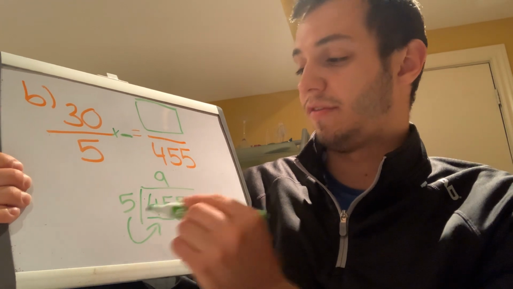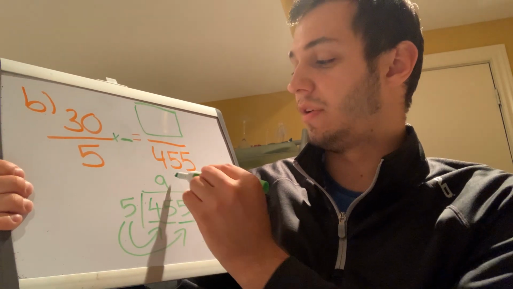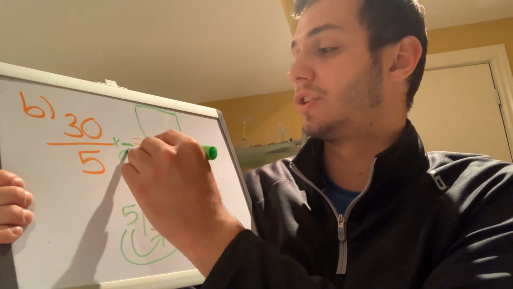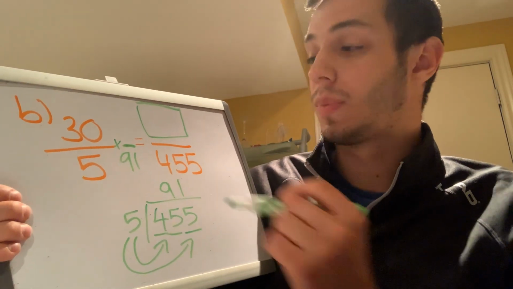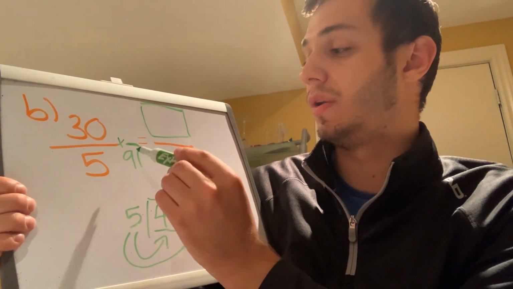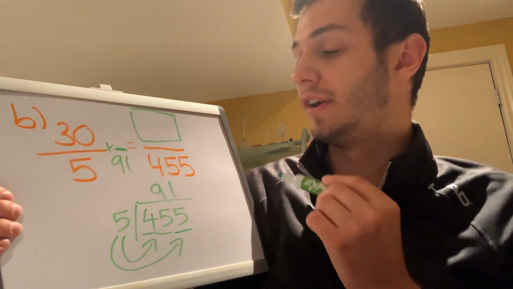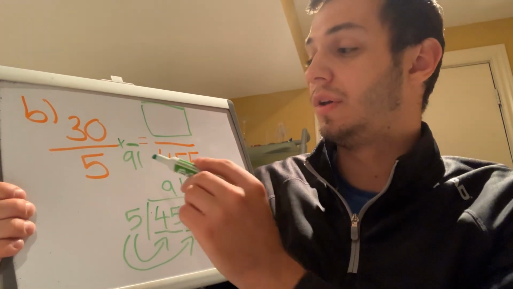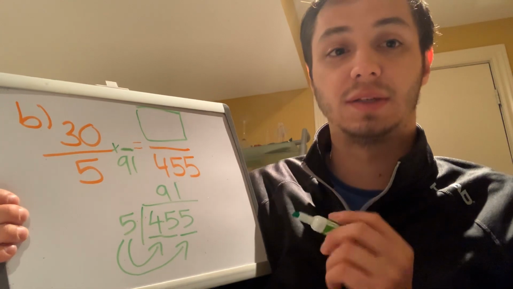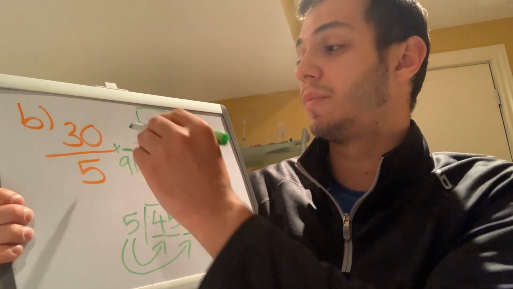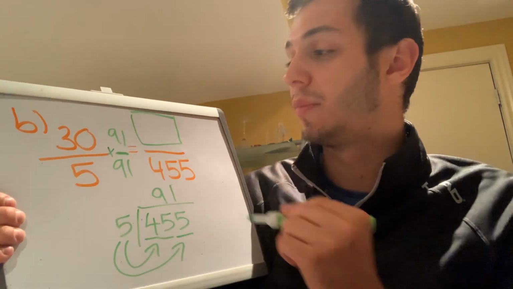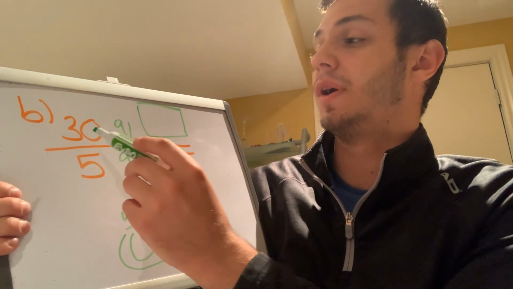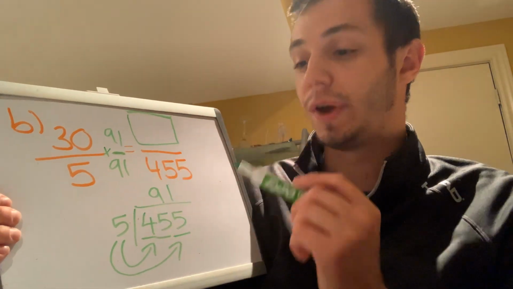And then the 5 goes into 5 1 time. So we know that the bottom number in my equivalent fraction will be 91. Right? 5 multiplied by 91 will give us 455. Since this is going to be an equivalent fraction, the bottom number will be the same as our top number. So if the bottom number was 91, our top number will be 91 as well. So now what we have to do is figure out what 30 multiplied by 91 is.